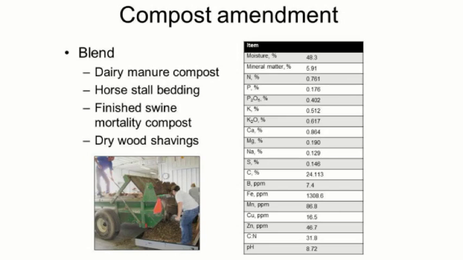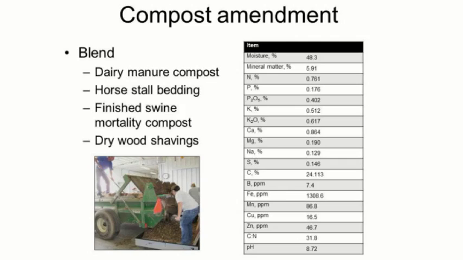Shown in small print is a blend of materials that meets those conditions for moisture as well as carbon and nitrogen, which is shown second from the bottom row. Shown here, our moisture was almost 50%, our carbon and nitrogen was about 32 to 1. And we used a blend of dairy manure compost, horse stall bedding, finished swine mortality compost, and fresh, clean, dry wood shavings. And that can be made on a larger scale using larger buckets on the front end of a loader. The picture I show here is just a group of students that made that material up for a study we're doing.